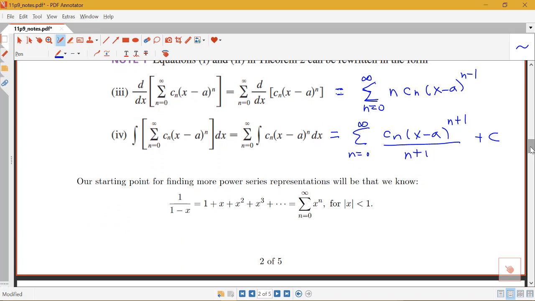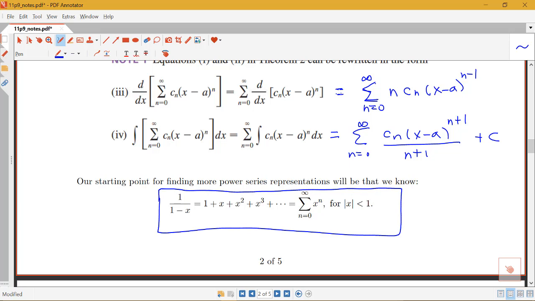So what we're going to see in several examples is that we can start with this power series representation that we know. We know 1 over 1 minus x equals this sum from n equals 0 to infinity of x to the n. And we're going to be able to use these tools of substituting something for x or multiplying our series by something, as well as differentiating or integrating the series to create additional series representations for new functions. So keep watching to see some examples of implementing these different tools.